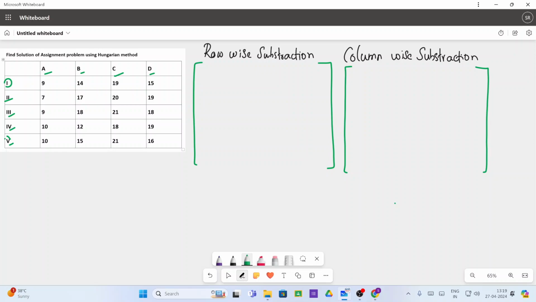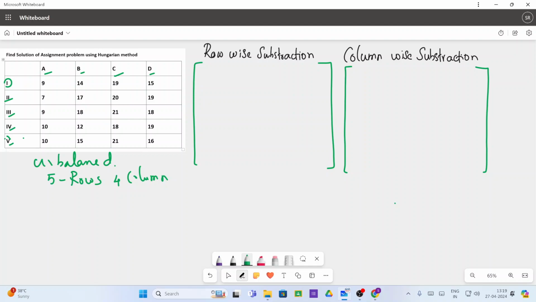First thing is you have to check whether the problem is balanced or unbalanced. This particular problem is unbalanced. Why I'm saying this is unbalanced is we have five people, that is, we have five rows, and we have only four columns. So it should be a 5 by 5 matrix or a 4 by 4 matrix.